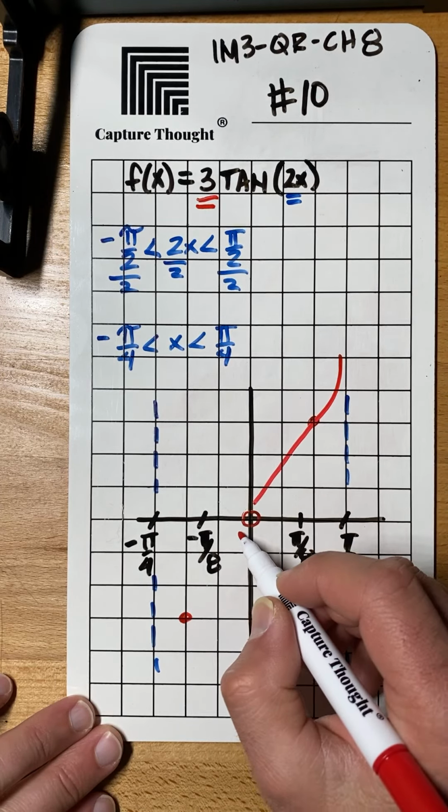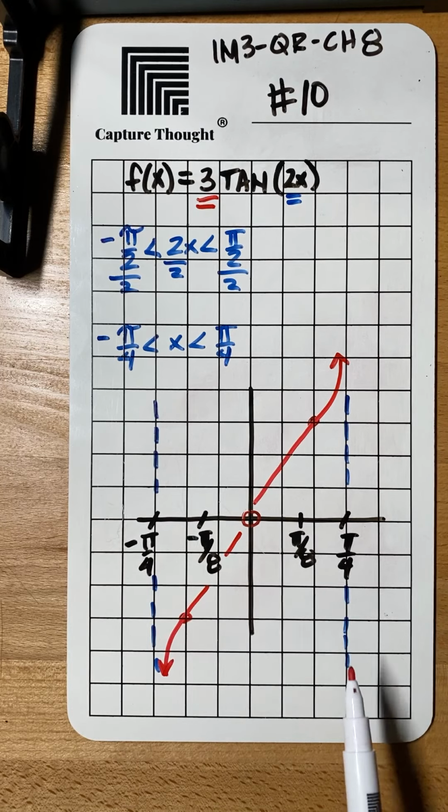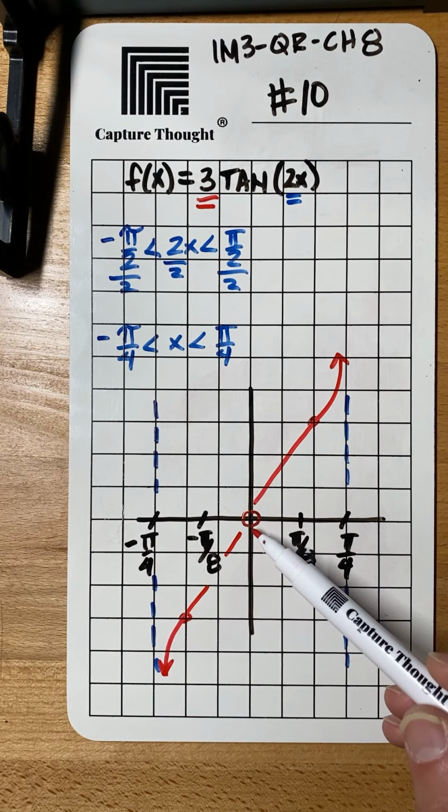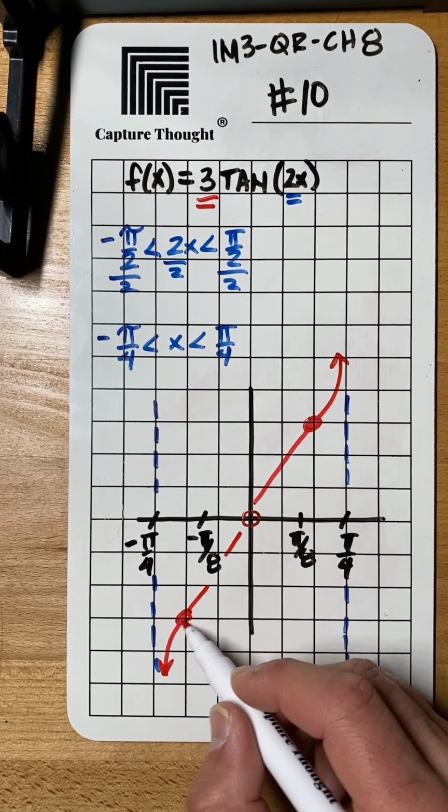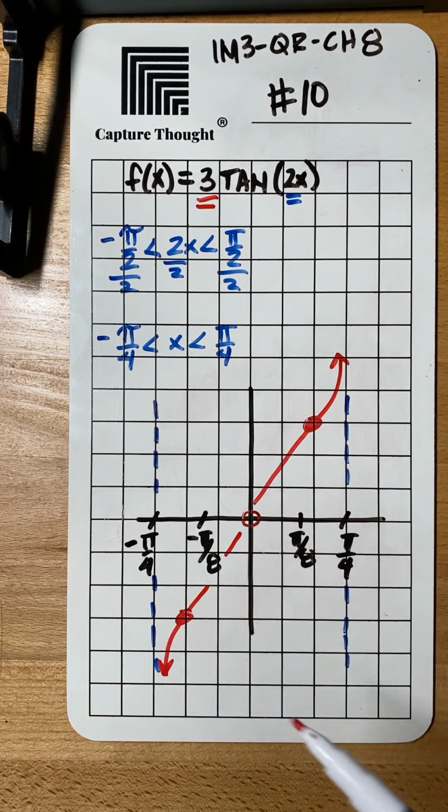So that right there is your period. Your period is from negative pi over 4 all the way to positive pi over 4. Those are your 2 consecutive asymptotes. You have an intercept point halfway in between the asymptotes. And then you have one more point, a quarter of the way up, vertically stretched to your value of 3. That's how you graph number 10.